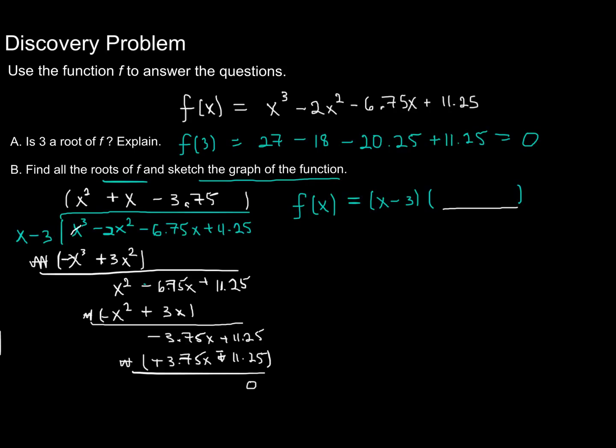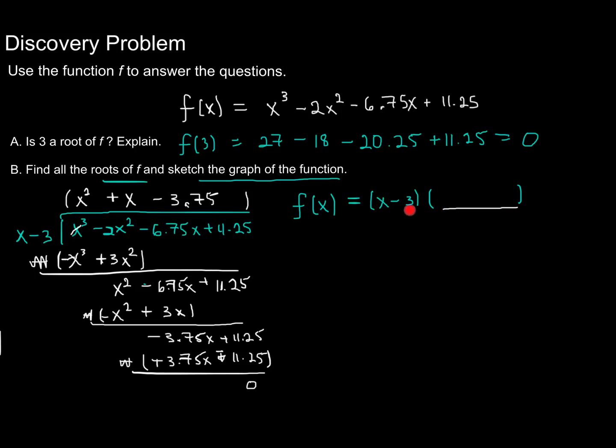So here we're all done. We've finished the division, and luckily we've gotten a remainder of 0, which tells me that when I multiply x minus 3 times x squared plus x minus 3.75 together, I'm going to get exactly this polynomial that I had originally, and there will be nothing left over that I'll be missing. So I can go ahead and now complete the other portion of my factorization.